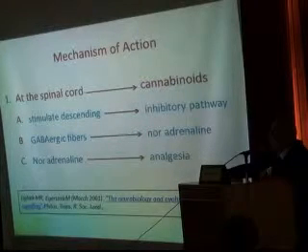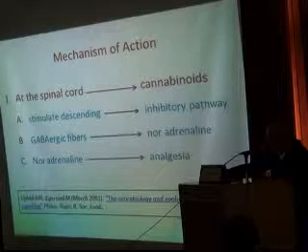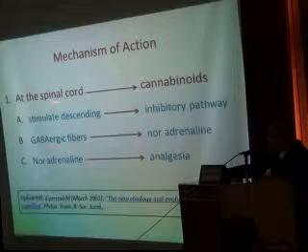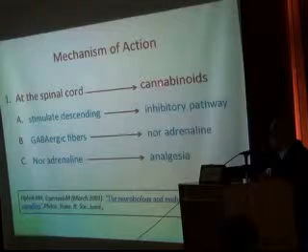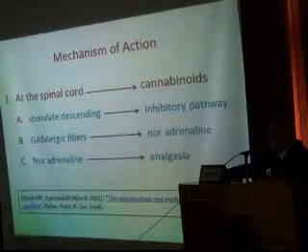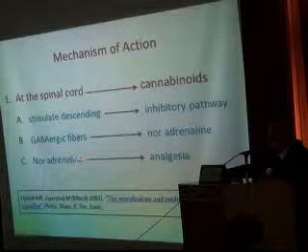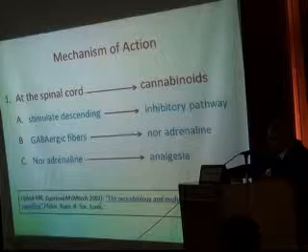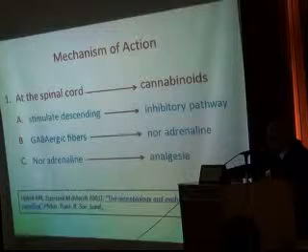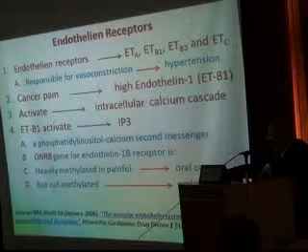And now you have the mechanism of action of these cannabinoids. They act on the spinal cord and stimulate the inhibitory pain pathway, stimulate production of GABAergic fibers, and noradrenaline fibers will result, the noradrenaline transmitter will result in more analgesia in the descending pain pathway.